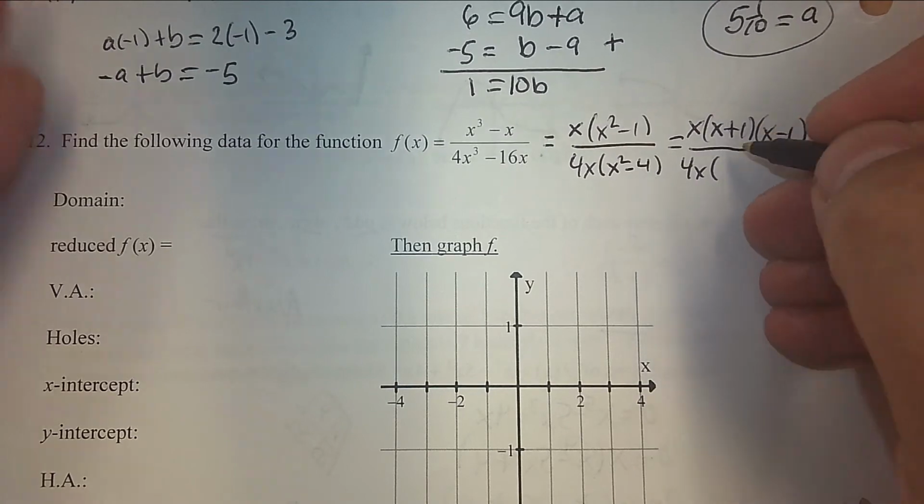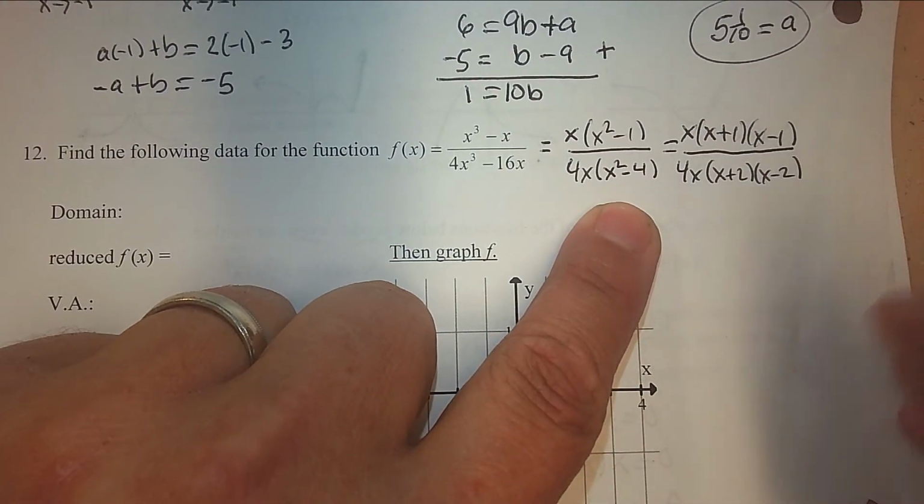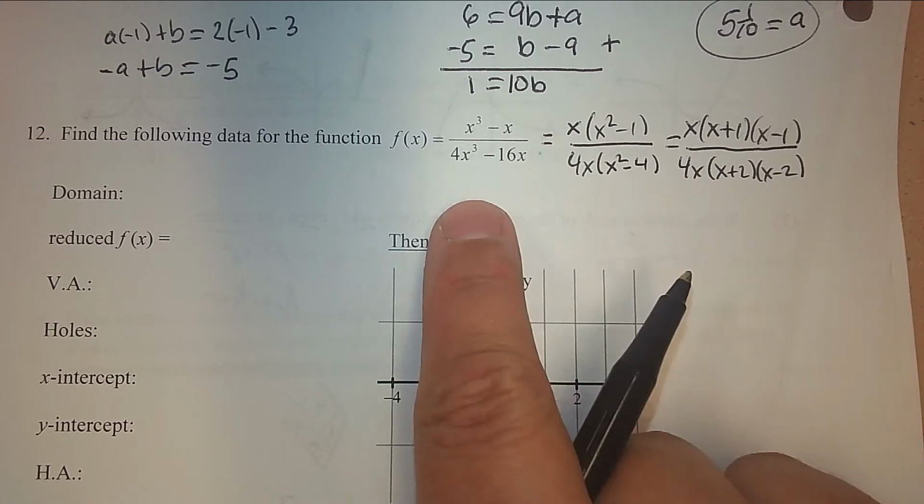X squared minus 4, again a difference of squares: x plus 2, x minus 2. So that's a good way to start. It needs that both are helpful, expanded and factored.